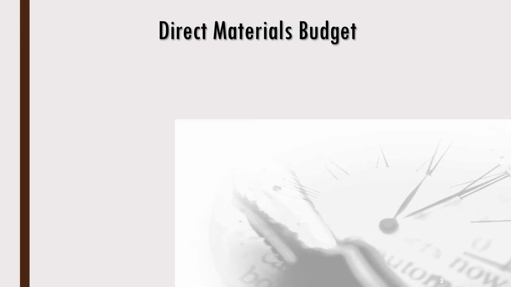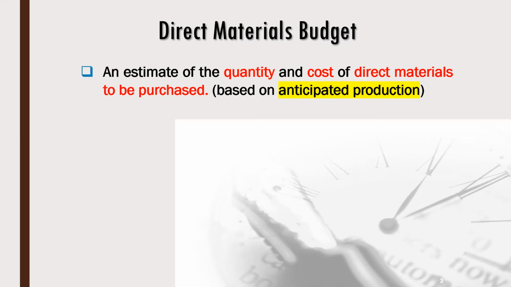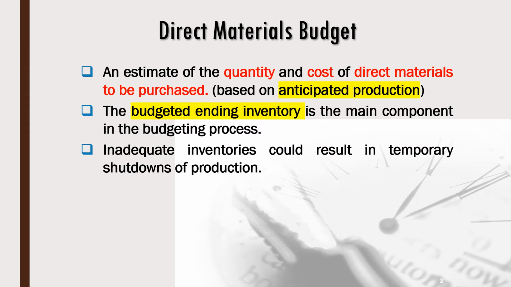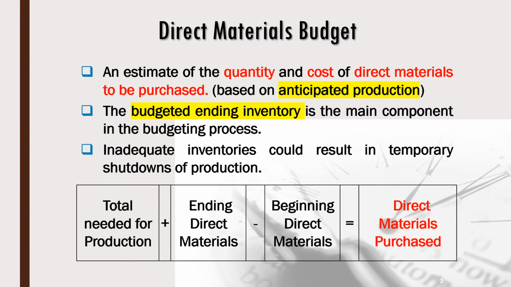Direct materials budget. The direct materials budget is an estimate of the quantity and cost of direct materials to be purchased. It is based on anticipated production. The budgeted ending inventory is the main component in the budgeting process. Inadequate inventories could result in temporary shutdown of production.